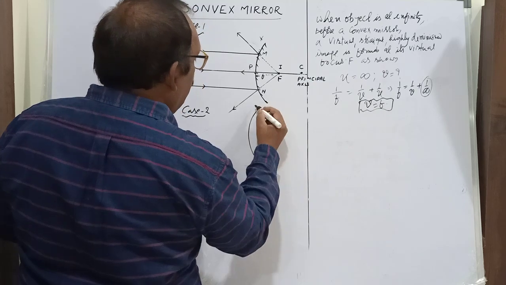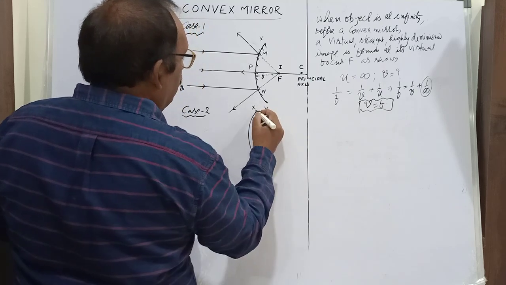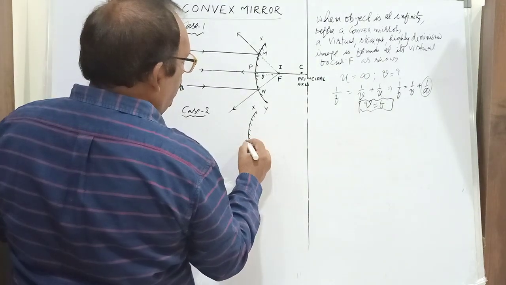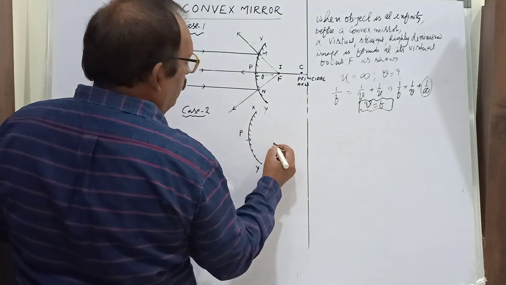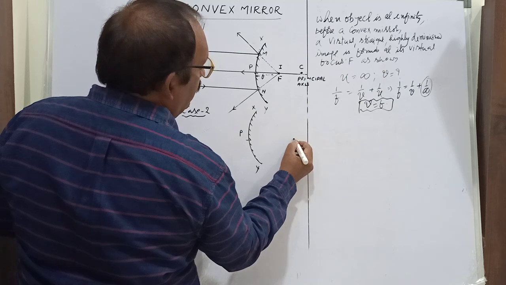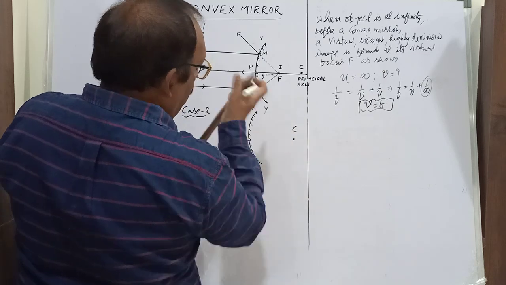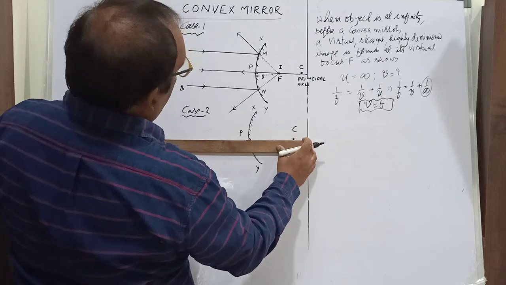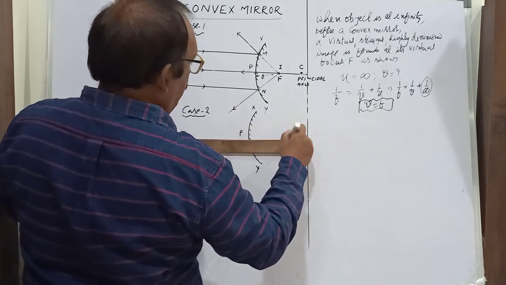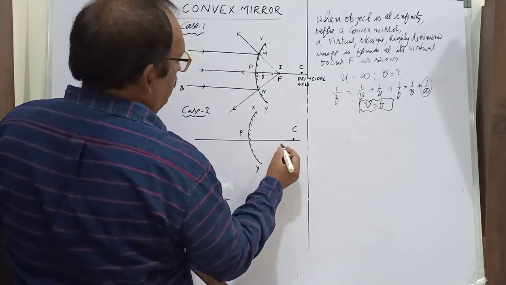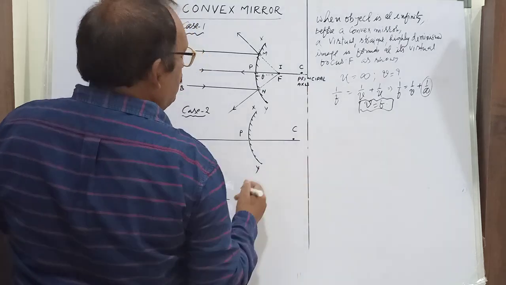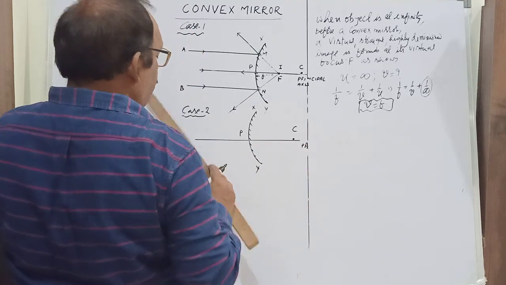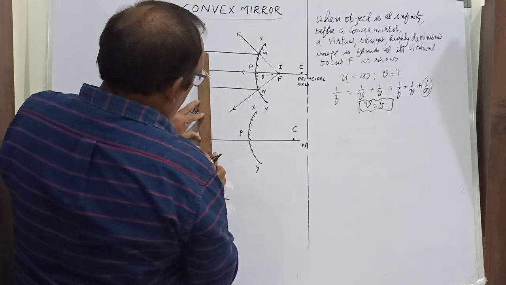This is the section of the mirror, XY. You just take this as the polished surface. The midpoint of the given section of the mirror is called the pole, and this is the center of curvature. The line passing through the pole and the center of curvature is called the principal axis. Now the object can be placed anywhere in front of the mirror.